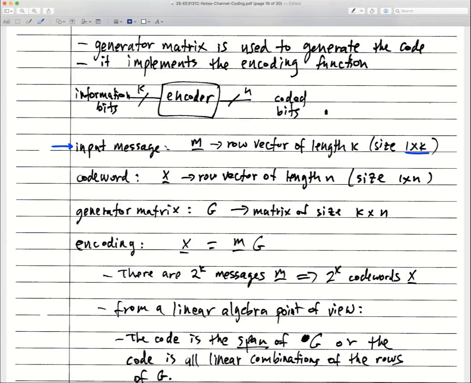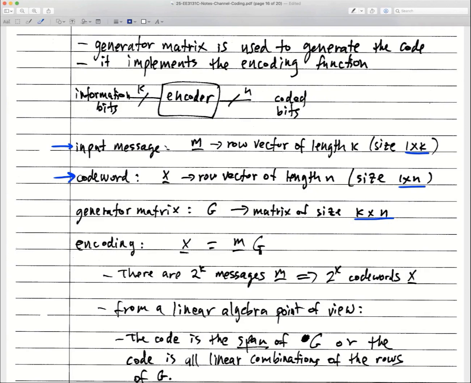Now a code word, which is the output here, because there are n bits coming out, is of size n. It's a vector of length n. So I'm going to imagine it as a row vector of length n, so its size is 1 by n. Now the generator matrix is going to be the map between input and output. It's going to be a matrix of size k by n. And the relationship between m, x, and G is just x is equal to m times G.